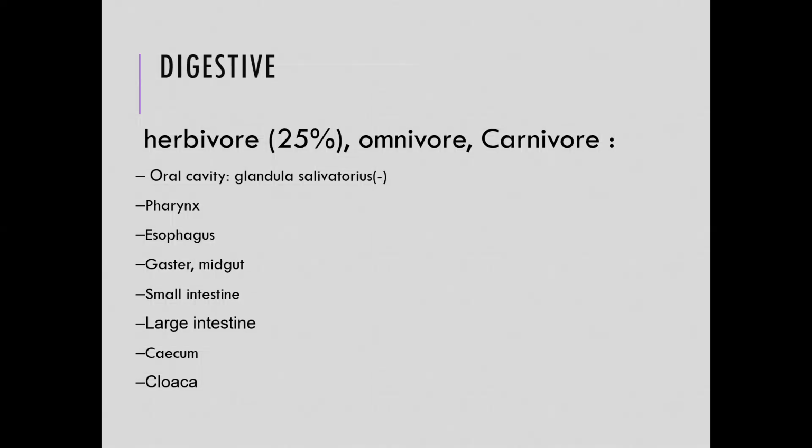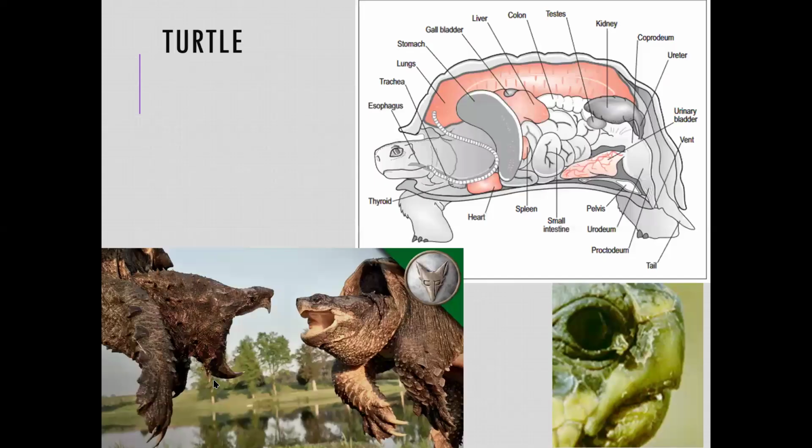Okay, we move to the digestive organ. A lot of tortoises that come to veterinary service are herbivores. Maybe if we sum it with another species, maybe 25% of tortoises are herbivores, but majorly they are omnivores. They consist of the oral cavity, pharynx, esophagus, stomach, small intestine, and large intestine. Some species have a cecum, and there is a cloaca.